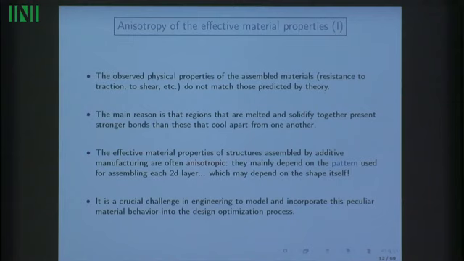And the regions that are melted and cooled together tend to create stronger bonds when they cool than regions that are melted apart, which will typically have micro voids, for instance, between such different regions. And so the effective material properties are anisotropic, and they depend on the construction pattern of each 2D slice, in a way that should be modeled and incorporated into the optimized design process.